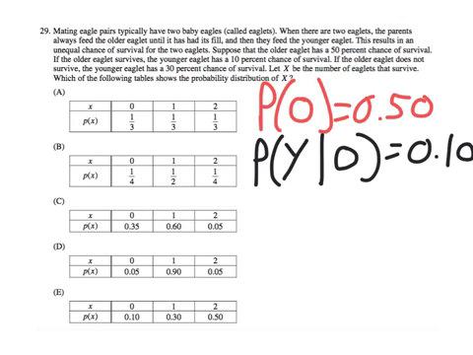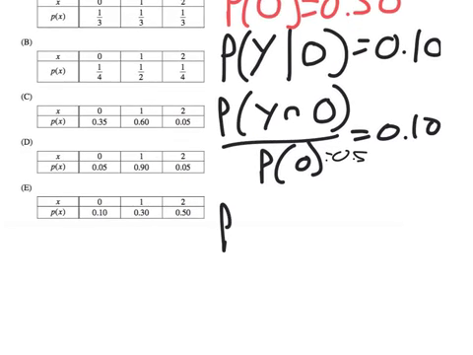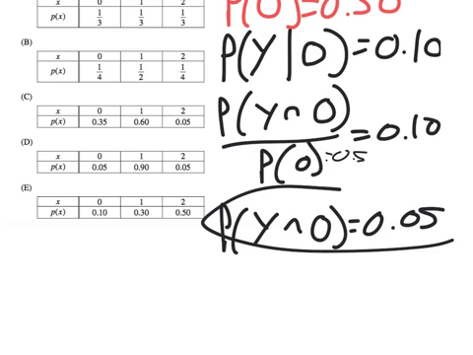Before we even go on, we can get ourselves an extra fact here. Use the conditional probability formula. The probability of Y intersect O divided by the probability of O equals 0.10. So this right here means the probability of the younger and the older eaglet surviving. We have this number, that's 0.5. So to get the probability of the younger and the older by itself, we're going to multiply both sides by 0.5. And when we do that, you get the probability of the young and the older is 0.05. So maybe that fact would come in handy down the road.